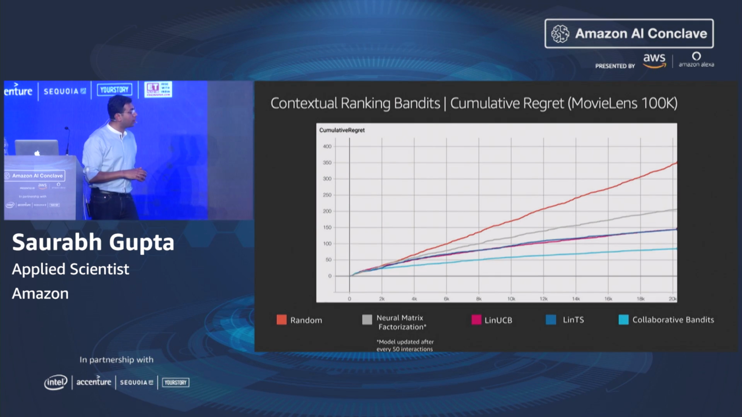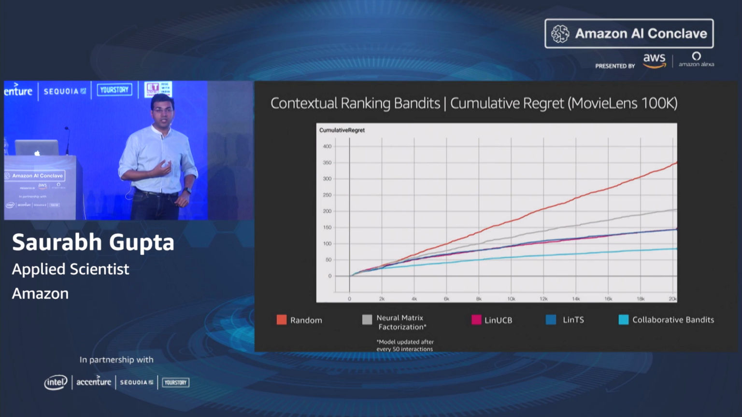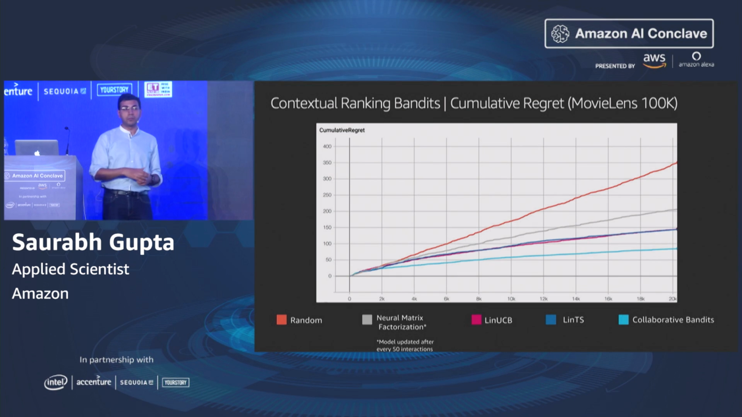So just to conclude, there are primarily two reasons why bandits perform better than neural matrix factorization. First is online learning. We are capturing user feedback as quickly as possible. If the user does not like a movie, we quickly train our model and update the parameters so that the next time we make a recommendation, we take user preferences and feedback into account.